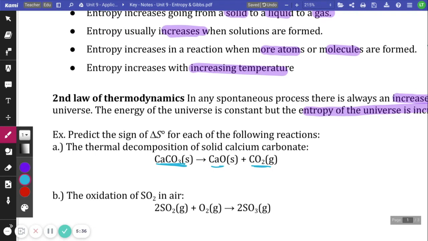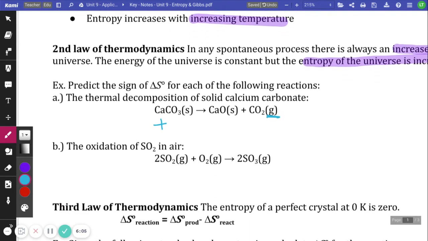All right, the other thing I see is that I'm starting with a solid, ending with a gas. So again, I have that phase change going on as well, going from solid, which is really ordered, to gas, that's much more disordered. So my delta S here would be positive, just because of those two things. We have more moles on the product side than we do on the reactant side, and as well, we have that phase change from a solid to a gas.